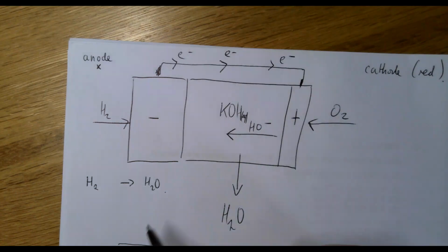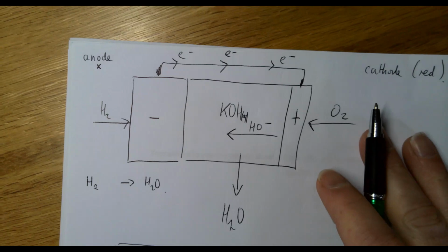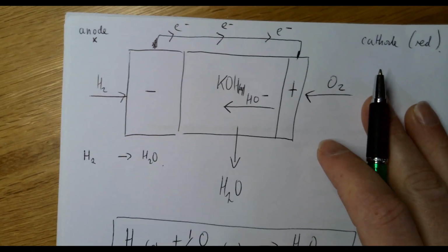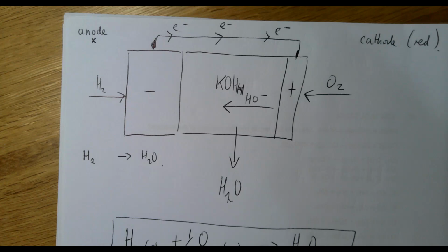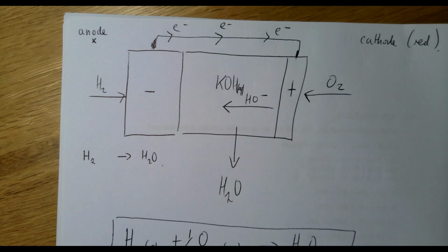So if hydrogen is converted to water, we need to be able to work out the half equation for that. Now, we're well practiced at working out half equations when there is H+ present, when there's acid present. We need to work it out in this case when there's OH- present, because this is an alkaline fuel cell.